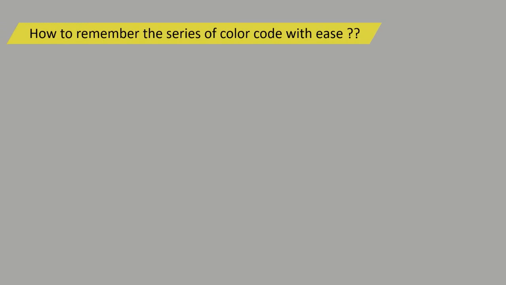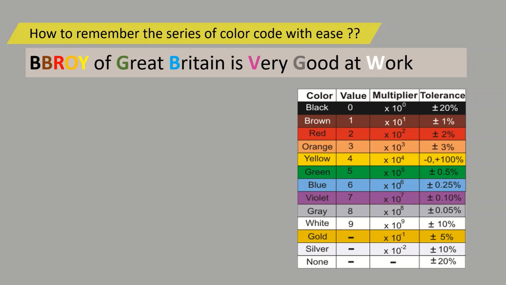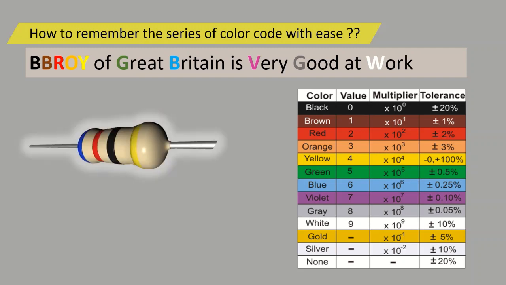So, how to remember the series of color code with ease? You can remember it with the help of the phrase "BB Roy of Great Britain is very good at work." All those bold capital colorful letters denote the color of the bands in the order 0, 1, 2, 3, 4 up to 9, till white. And then later on we have gold, silver and none, that is, no band, which helps to determine the tolerance value. Now let's try to find the value of resistance for the given example.